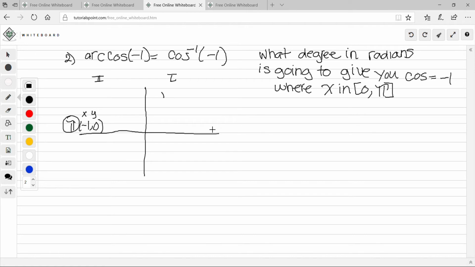Can we use 2 pi? 0? 0 is right here, right? And that gives you a coordinate of 1, comma 0. Nope, because we want a -1, so we can't use this. So our only option is just pi. So our final answer is just pi.